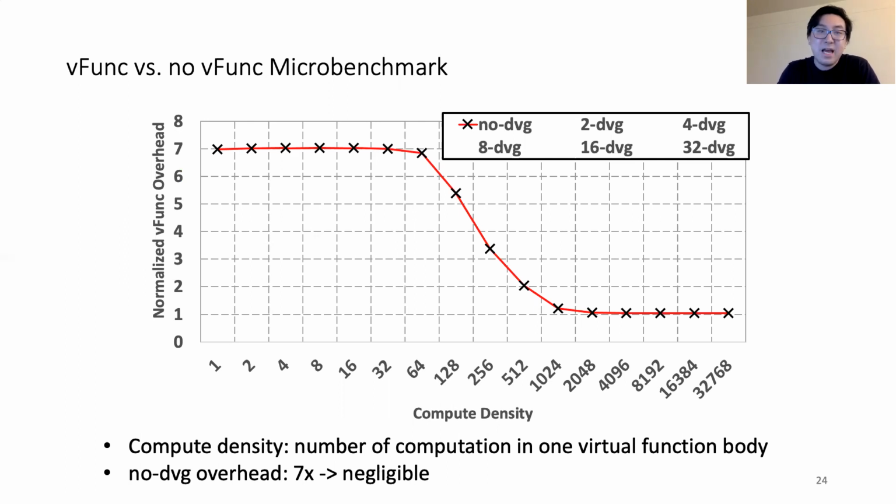disappears. If the work done in the function dominates the time to reach the function body, which it does when the function has a very high computing density, then the cost of calling a non-diverged virtual function is minimal.